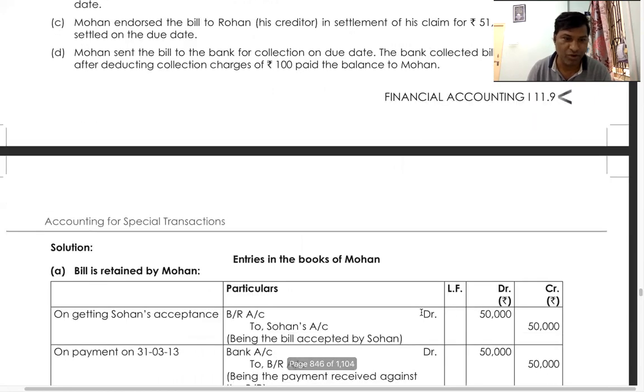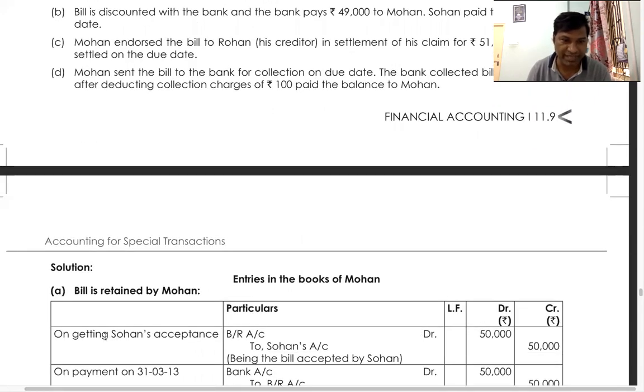Scenario one, on getting Sohan's acceptance. This is the first thing. Bill receivable to Sohan, in the books of Mohan. Who is Mohan? Mohan is a creditor.